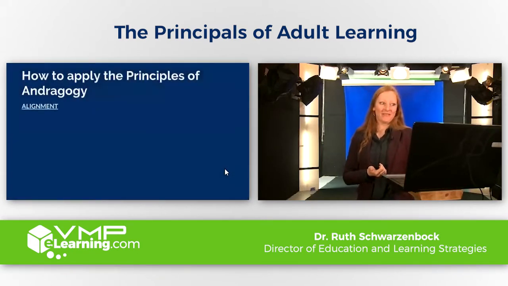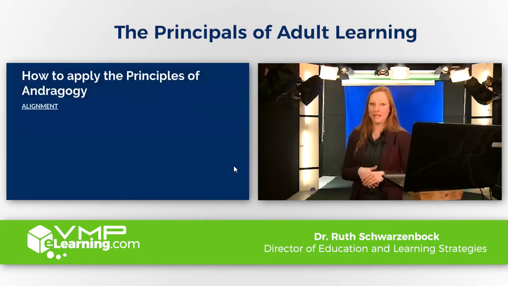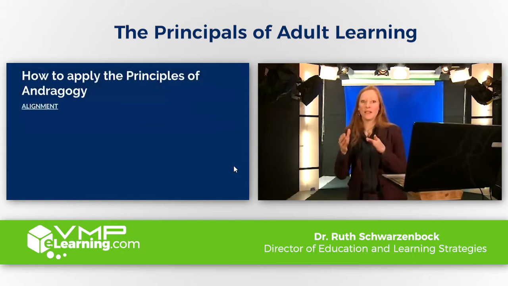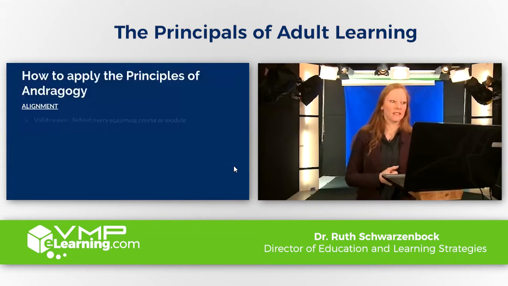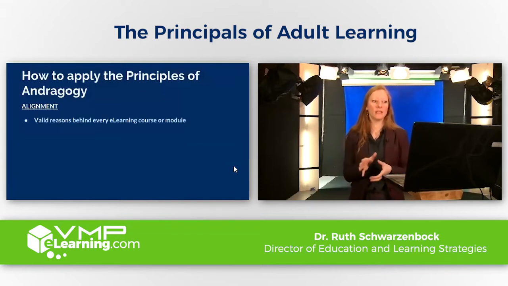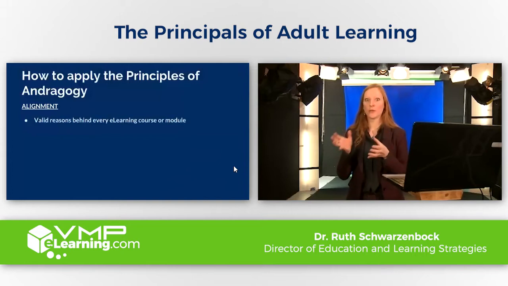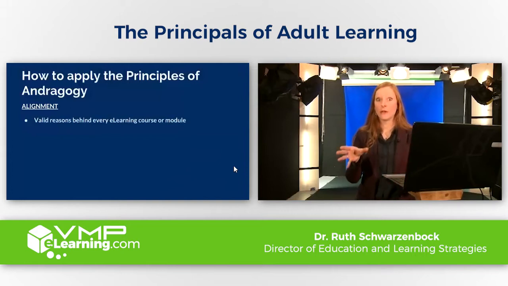Next principle is the principle of alignment. So we said everything needs to make sense to learners. We need to know why we are learning something and what the outcomes are, the benefits at the end. So there needs to be a valid reason behind every course or module for this specific learner, not just for you.